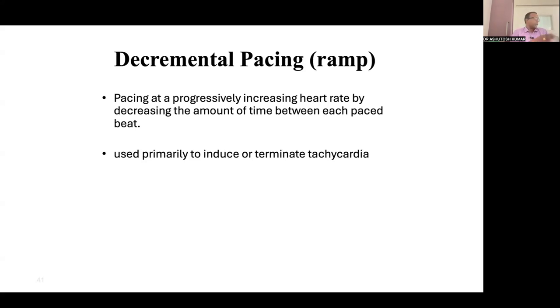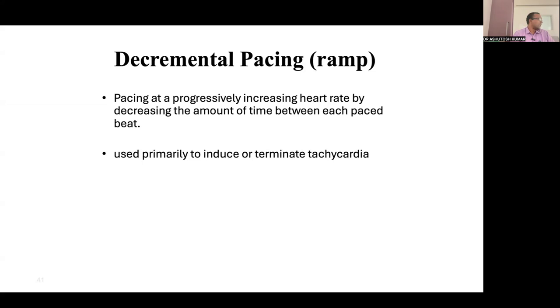So progressively, every beat means 300, 280, like that. When you are decreasing the cycle length, we call it decremental pacing, ramp. In ramp there are no steps. It is all going up. So this pacing we normally don't use.